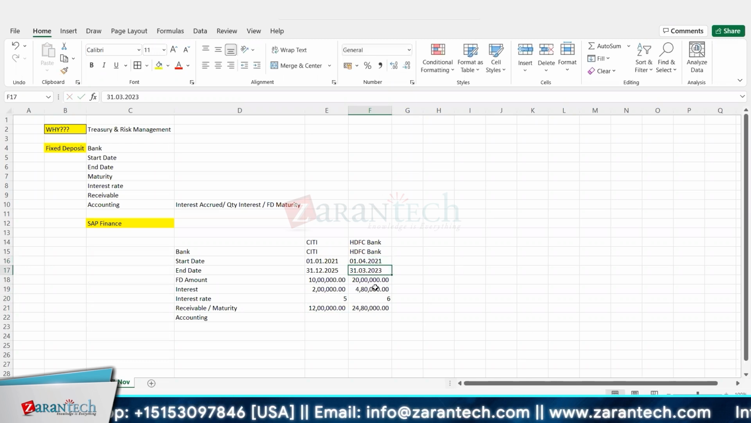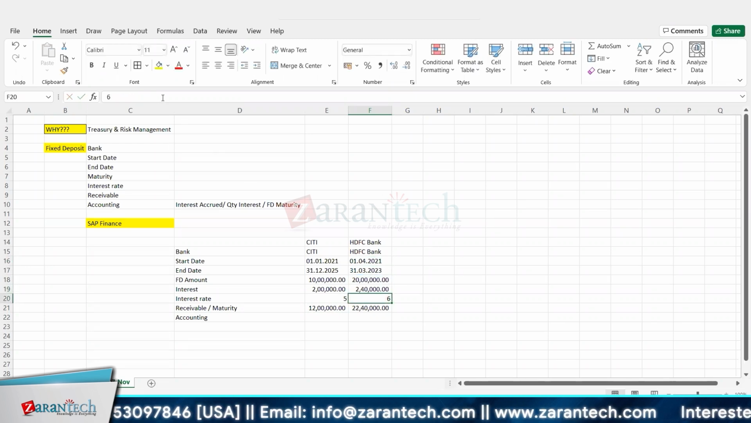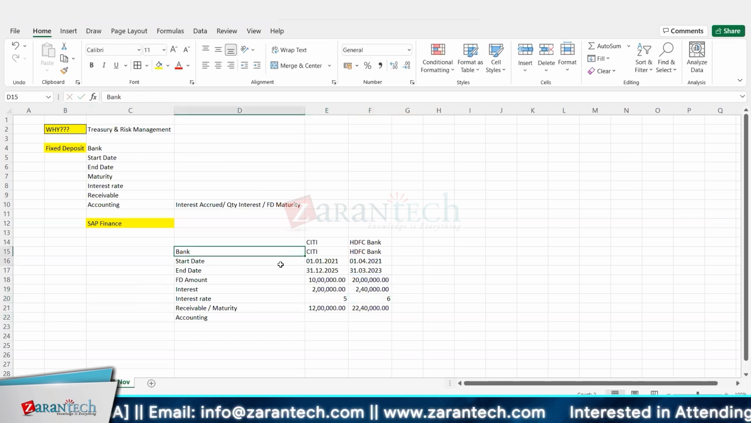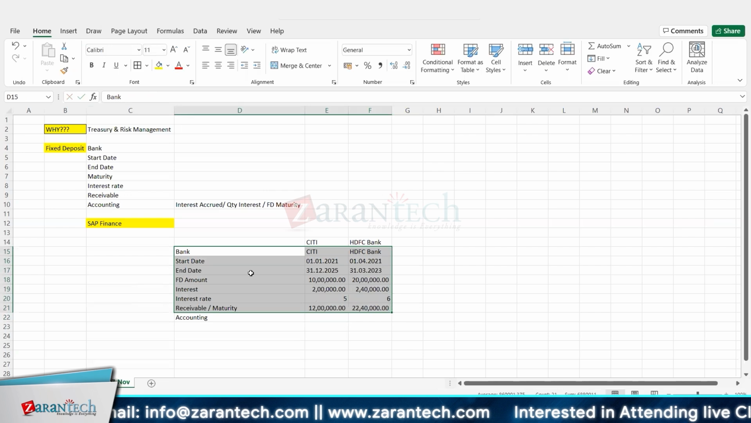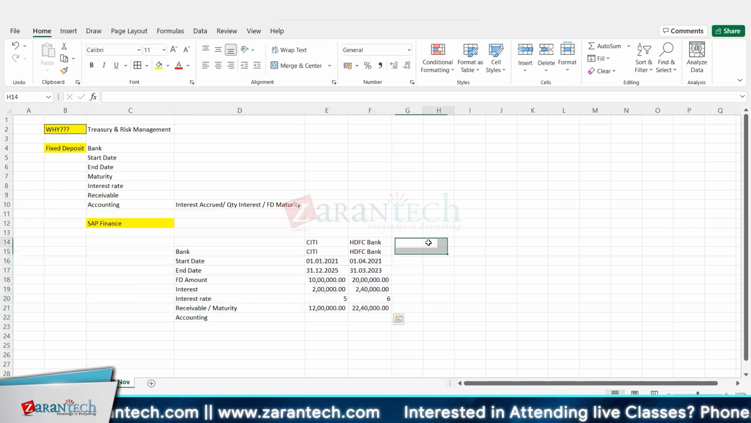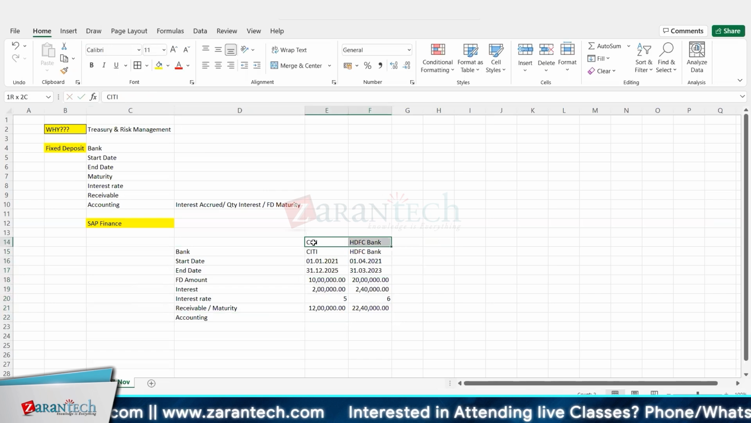2021. So I'll say this is for the 2 years. So this is the maturity amount, and obviously accounting will say. So now, you all have worked on the finance module. So tell me how you manage this fixed deposit in finance. What are the options you have?